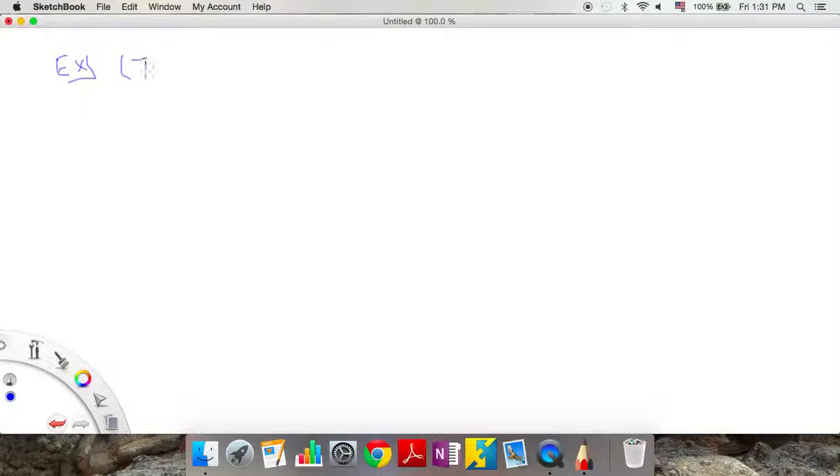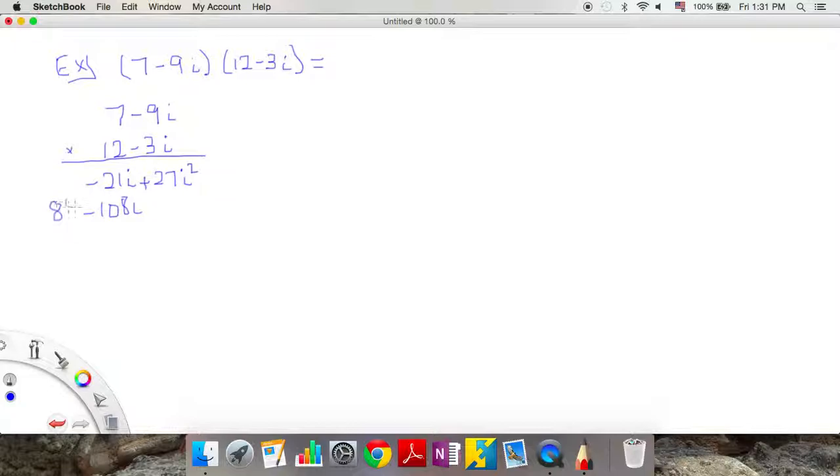So for example, if we have these two complex numbers, 7 minus 9i times 12 minus 3i, you can FOIL that out just like we did with binomials, or if you recall, I've showed you another way where we can multiply just like we do with numbers, where we set it up like this. We multiply this part to here, so that gives us positive 27i squared, and then minus 21i, and here we have minus 108i and 84, and then we add that all together.